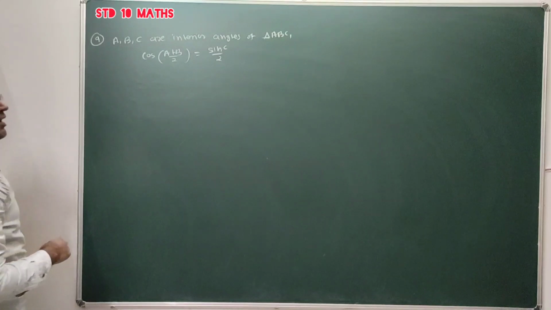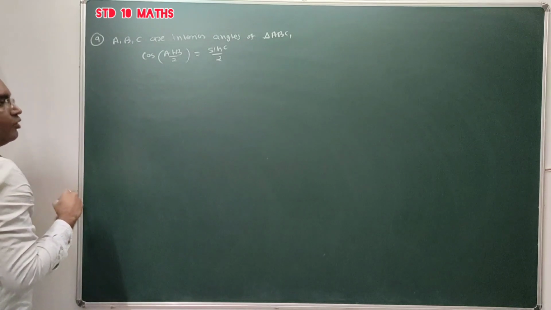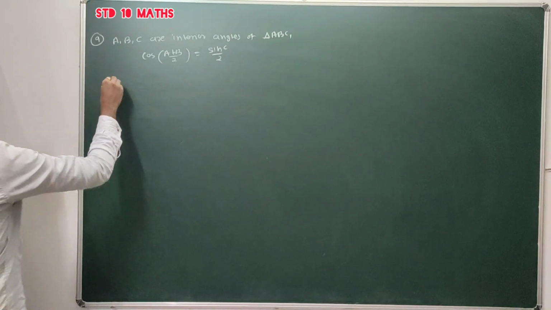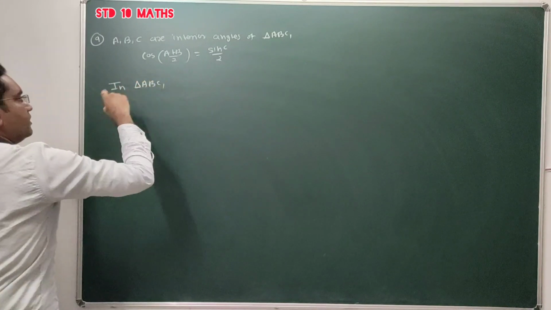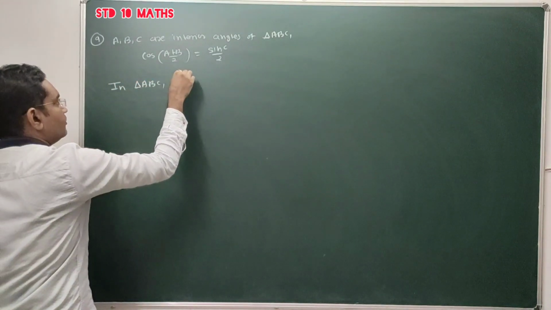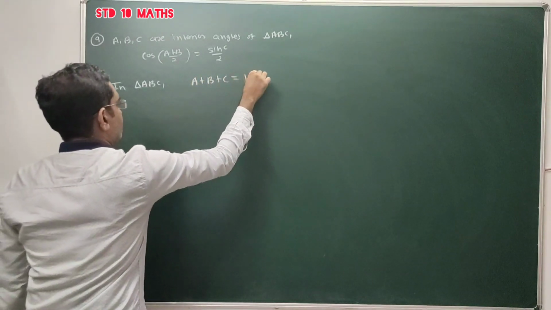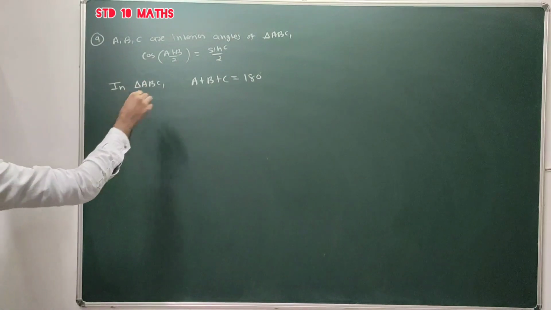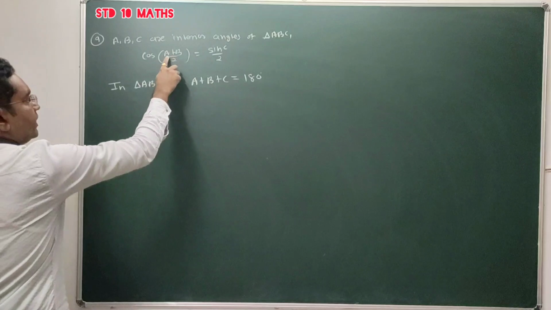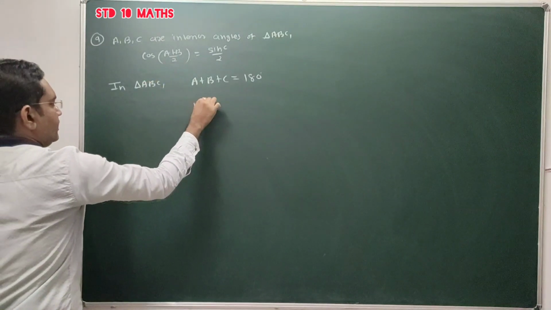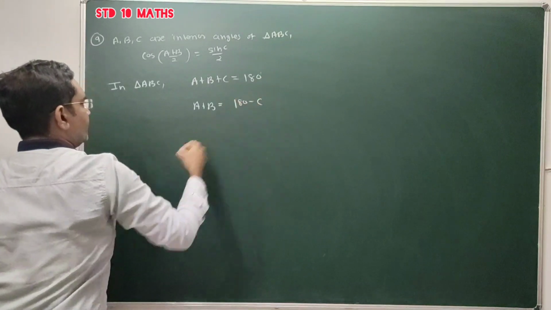So A, B, C are interior angles of the triangle ABC. According to the angle sum property of triangle, the sum of interior angles A plus B plus C is equal to 180 degrees. Here you do not have to write angle A, angle B like this, because A represents angle A. So here we require A plus B. So A plus B, taking this C to the right hand side, is 180 minus C.